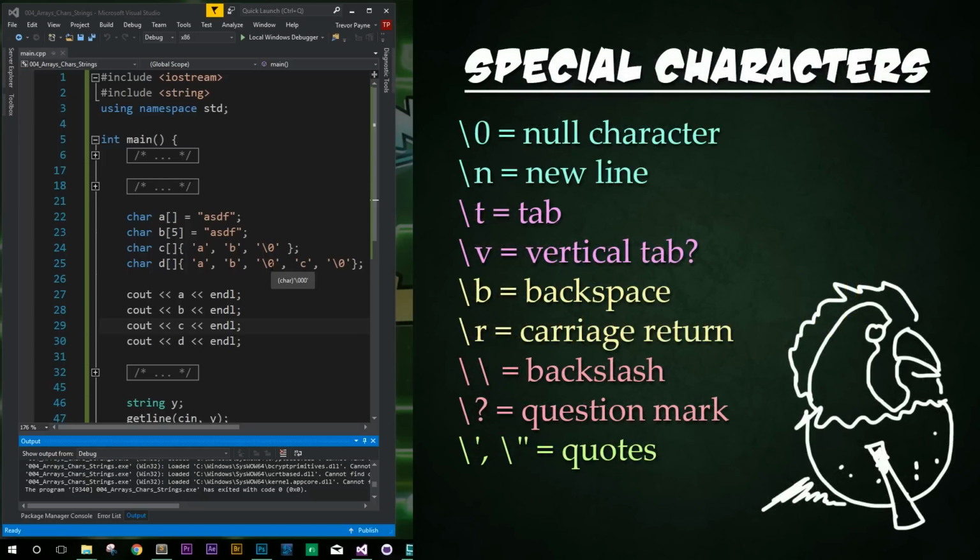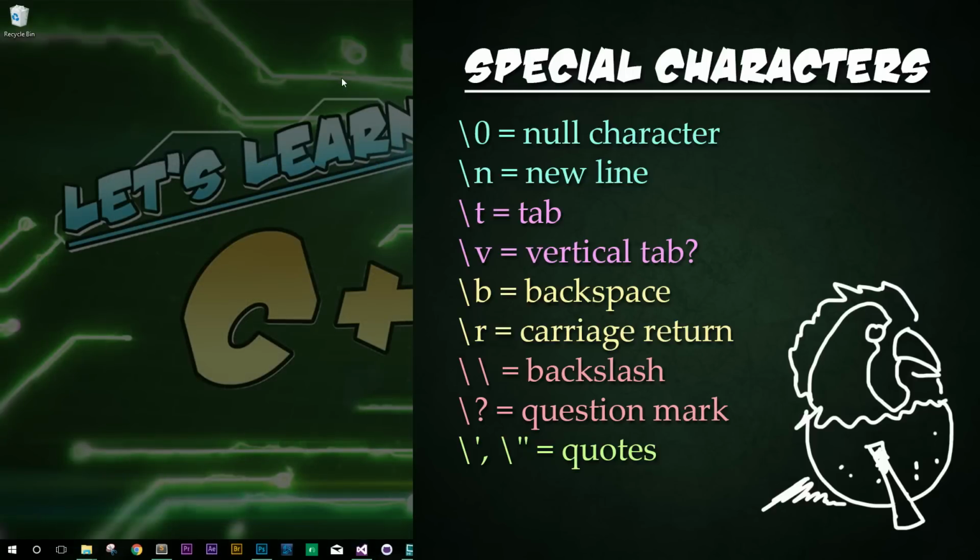So we've covered one of the many special characters in C++ that comes with it, and that's the null character. What other special characters do we have? There is also, just like in Python, a \n for a new line, \t for a tab character. There's a \v for a vertical tab character, \b for a backspace, \r for a return character, a carriage return, double backslash, which is just allowing us to input a backslash, \? so that allows us to put a question mark, and then backslash single quote or double quote.